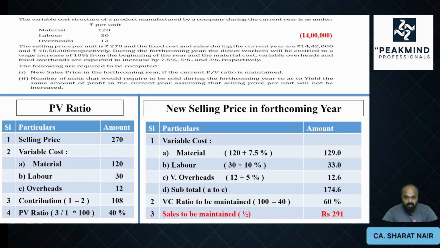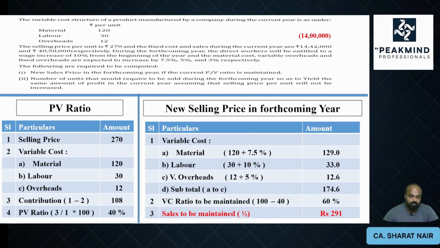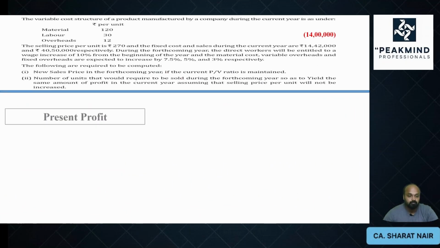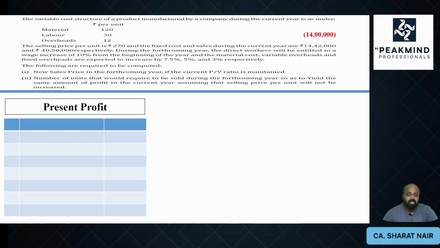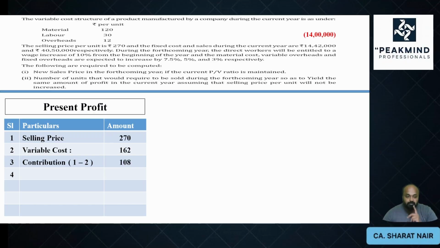So in this way, we have completed the first part of the question. Let's move into the second part of the question. For that, I need to find out first the current profit. So let's continue. I already have in my hand selling price is 270, variable cost is 162, which we have already computed as 120 plus 30 plus 12. So my contribution will be 108, which we have already computed.